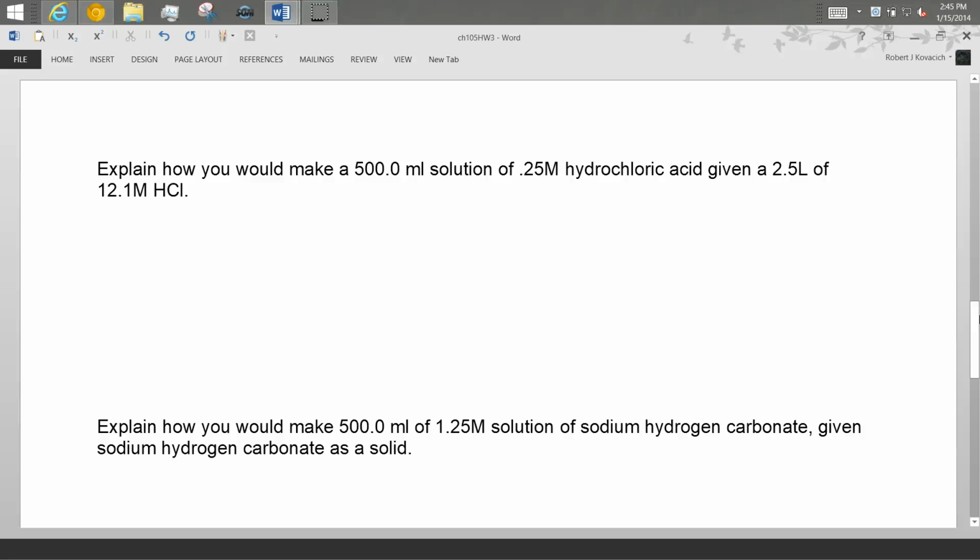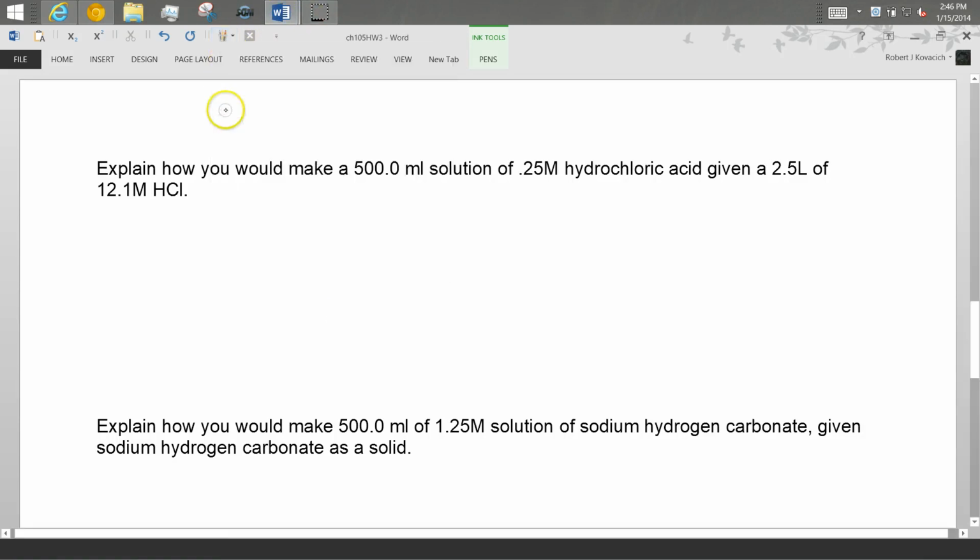What's the extraneous piece of information in this question? The 2.5 liters of 12 molar hydrochloric acid. It's extraneous unless I need to use more than 2.5 liters to do the problem, then that's the only time it would matter. But as long as my value doesn't go over 2.5, I don't really care. So in this problem, if I'm going to use the dilution equation, then it's going to be M1 V1 equals M2 V2, and what piece don't we know? We don't know V1. That's the only piece we don't know.